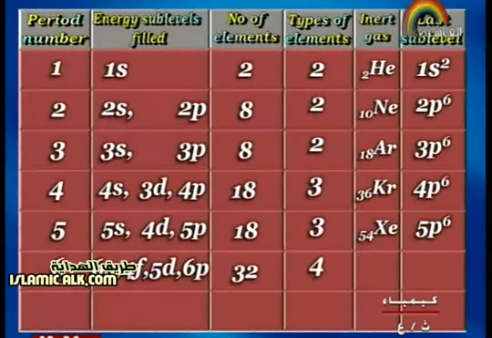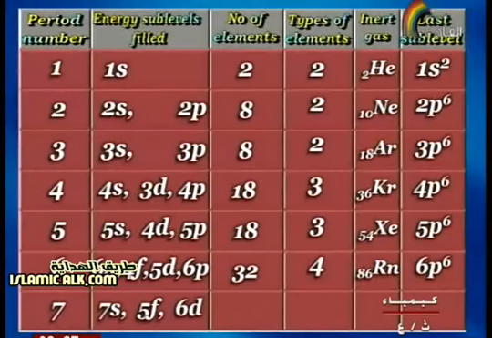and the types of elements are 4, and the inert gas in the last column of the period is radon, which has atomic number 86, and the last sublevel filled is 6p6. And in period number 7, the energy sublevels filled are 7s, 5f, and 6d, and the number of elements is 22, and the types of elements is 3, and this period has no last inert gas in it.